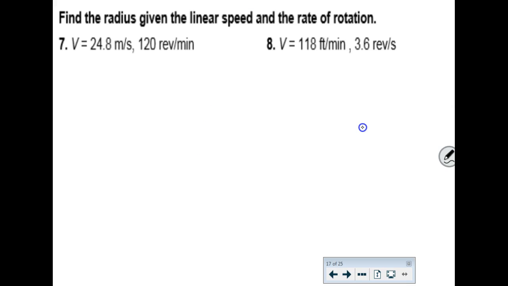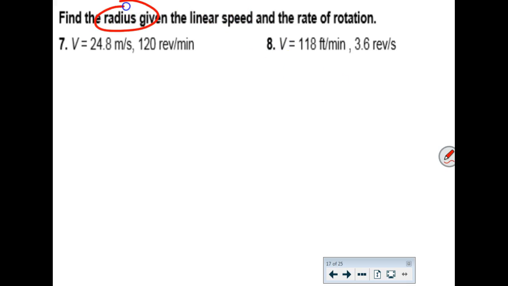This is kind of a weird question. They won't usually ask this too much. So they want us to find the radius, this is an atypical question, but it's kind of fun. I'll show you what you have to do. You have the linear speed, and you also have the rate of rotation. So we have linear velocity and angular velocity, kind of, except it's not measured quite right. So let's go back to the question itself.